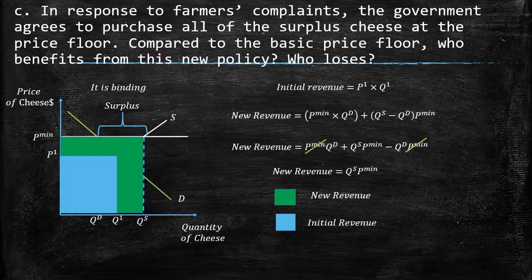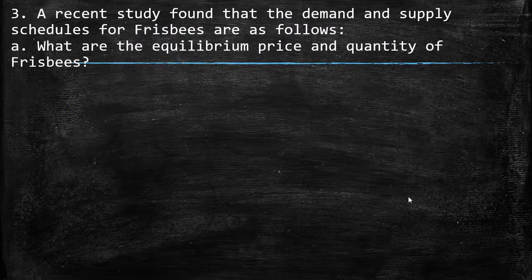So in this case, who benefits from this new policy? It's going to benefit the farmers. But who loses? The government. They have to pay this part.